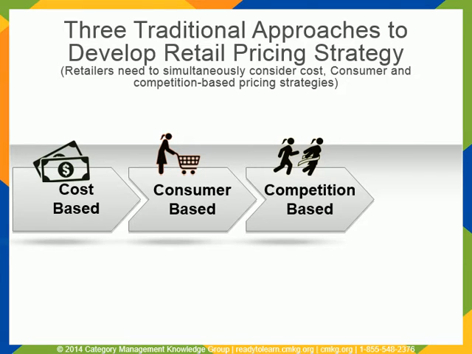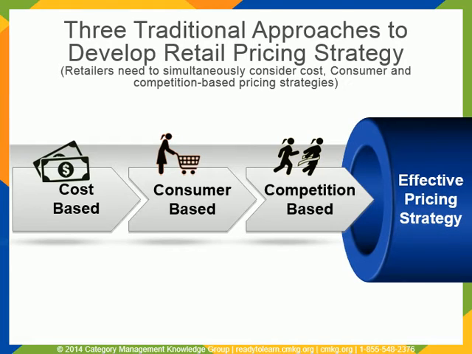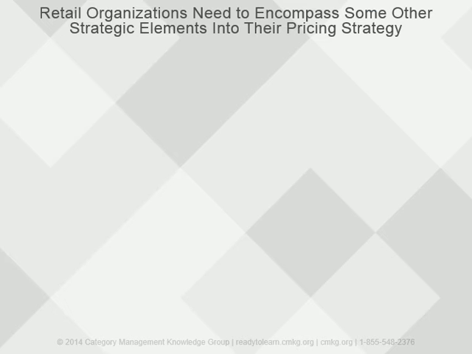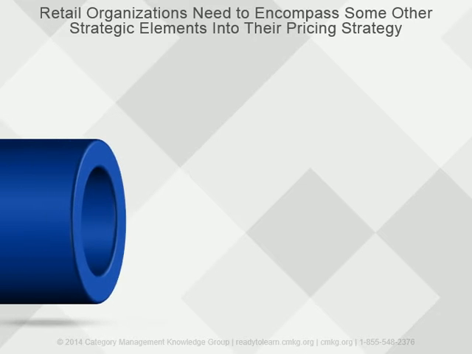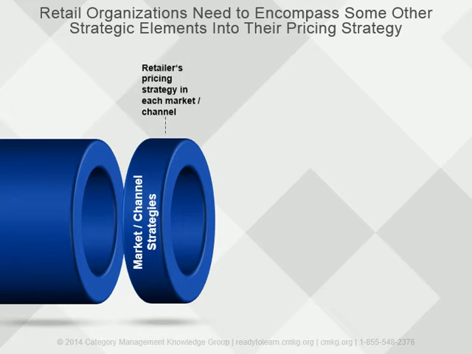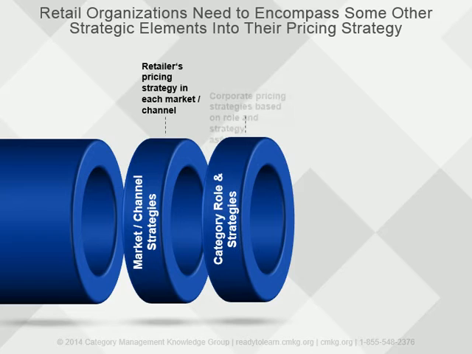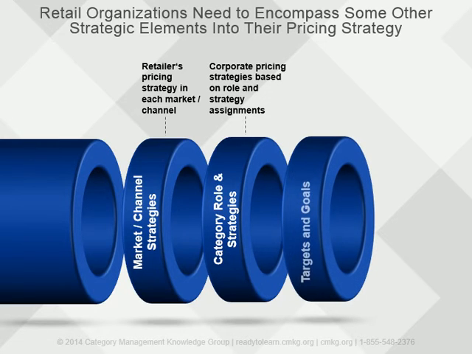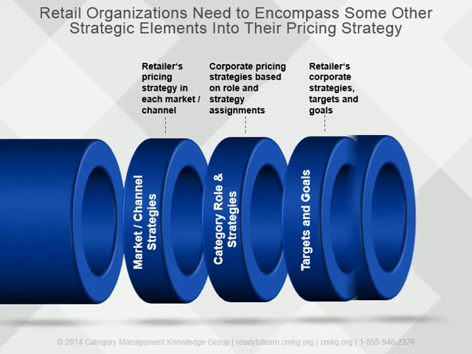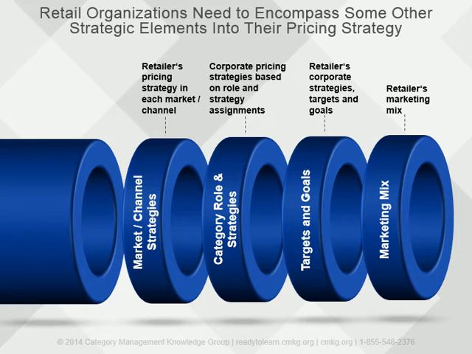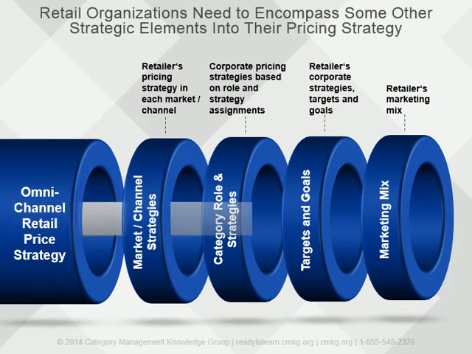In order to develop an effective pricing strategy, companies need to take into account and analyze simultaneously the consumer, cost, and competition. Also, companies need to encompass some other elements in their pricing strategy, including the retailer's pricing strategy in each market channel, the pricing strategies tied in with different category role and strategy assignments for each retailer, the retailer's strategic objectives, targets, and goals, including price thresholds and guardrails, and their marketing mix. Consideration for each of these elements will lead to a robust omni-channel retailing pricing strategy.